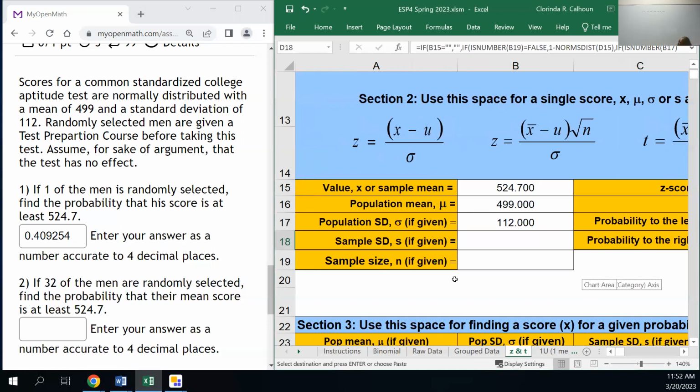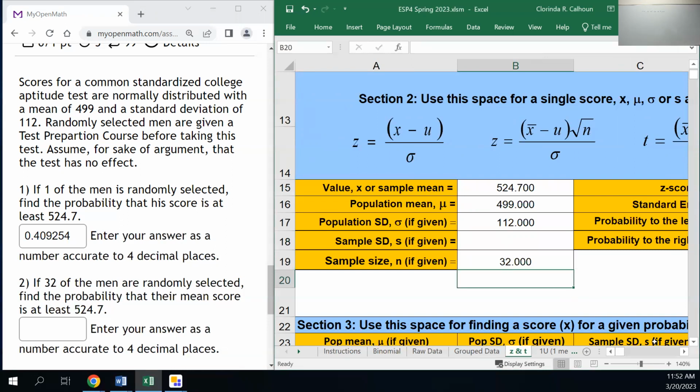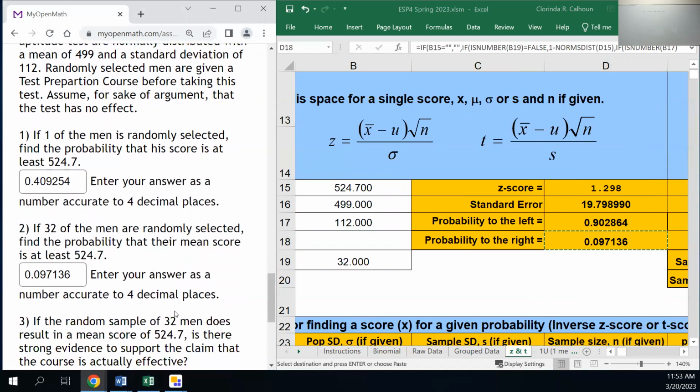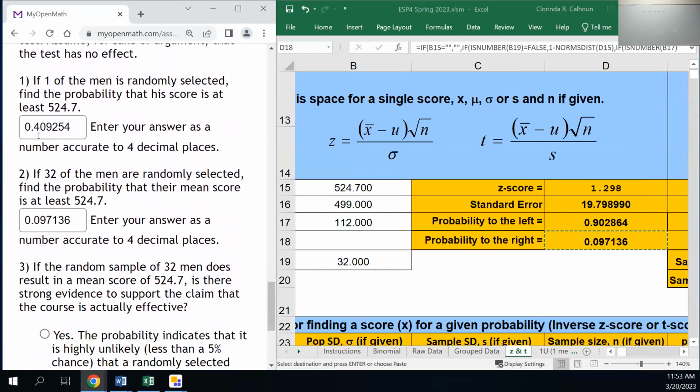So the only thing that I'm going to change for part two, if we have a certain number of men that are randomly selected, find the probability that their mean score is at least the same number. I'm not even changing my score. I'm just going to type in a sample size because now it's X bar, not just X. So we need sample size and then look to see what these numbers, this is going to change your number quite drastically. You still want right because it says least. So I have 41% and 10%. That's a big difference.